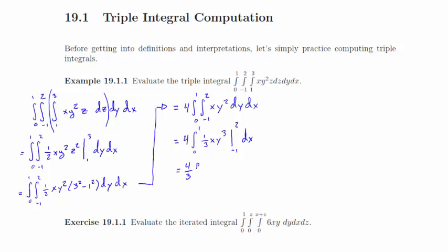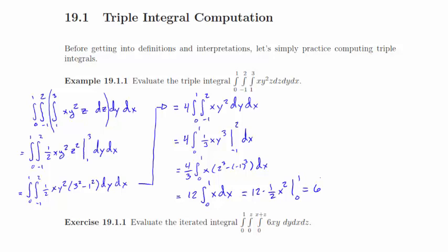4/3, pulling out that 1/3, times the integral from 0 to 1 of x times 2 cubed minus -1 cubed dx. So this equals, let's see, we get 8 minus -1 is +1, so that's a 9. 9 divided by 3 is 3, times 4 is 12. So we get 12 times the integral from 0 to 1 of x dx. So this equals 12 times 1/2 x squared, evaluated from 0 to 1, equals 6.